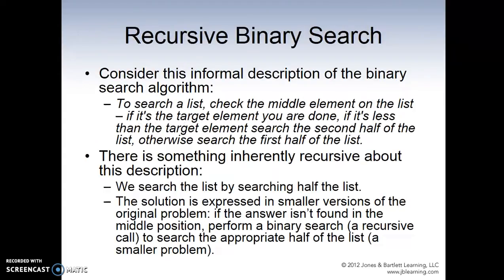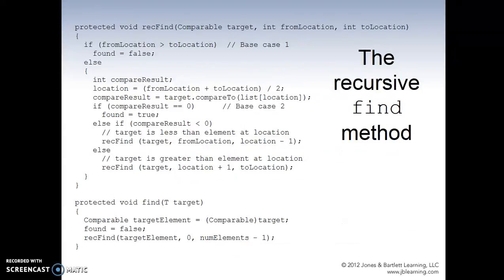We can also use a recursive method to do this. Just create a recursive find, right? Put in the comparable target, which is the value that we try to find, and go from location to location.